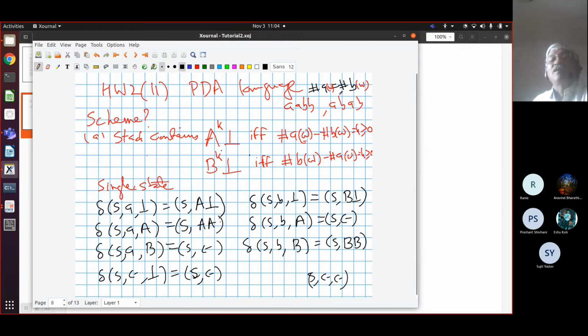If it is not the case, then it will end the word with stack non-empty, right? That is what will happen. The string will get over, but the stack will become non-empty, right? If the word doesn't have equal number of A's and B's. So this is my push down automaton. You have designed it, right?